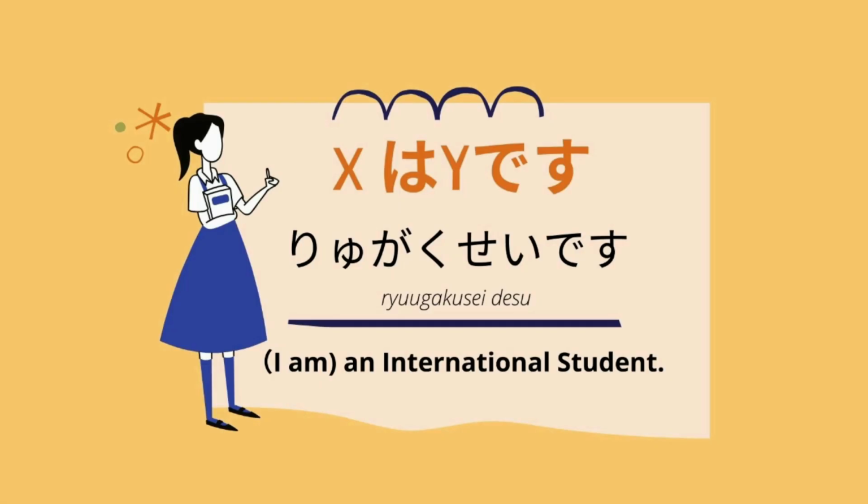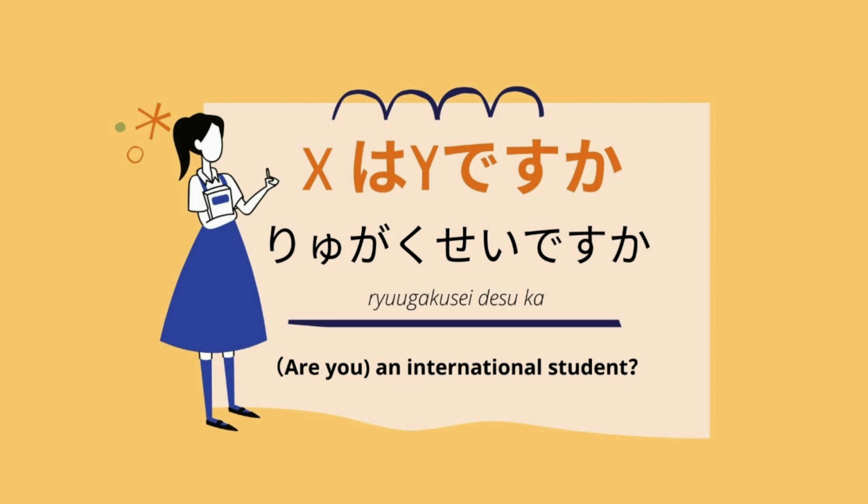In this example, I use the pattern X wa Y desu. Ryu gakusei desu. Which means I am an international student. Now, ilalagay natin yung ka sa huli ng statement. So, magiging Ryu gakusei desu ka? Ngayon, naging tanong na siya. Ang English translation niya is, are you an international student?